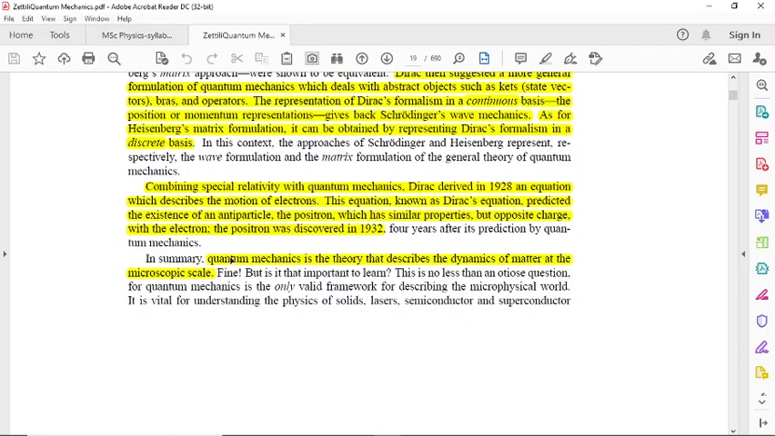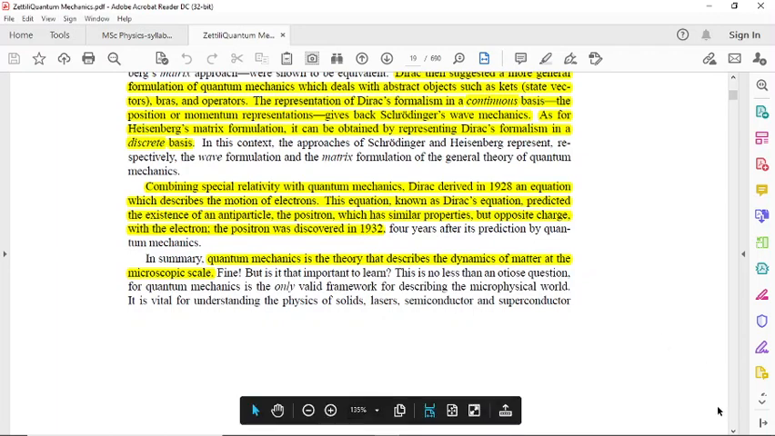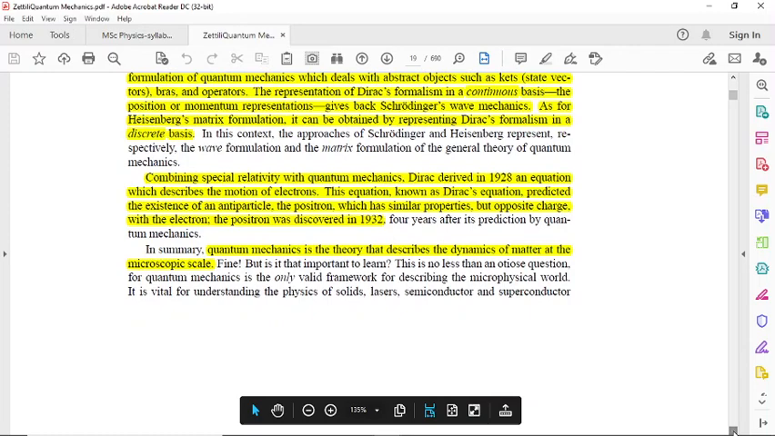അപ്പോൾ നമുക്ക് സമ്മറൈസ് ചെയ്യാന്നുണ്ടെങ്കിൽ what is the quantum mechanics എന്ന് പറഞ്ഞാൽ quantum mechanics is the theory that describes the dynamics of matter at the microscopic scale.